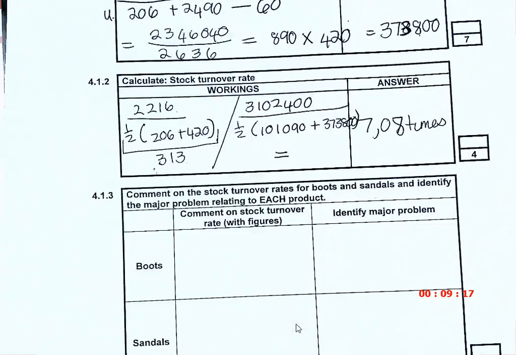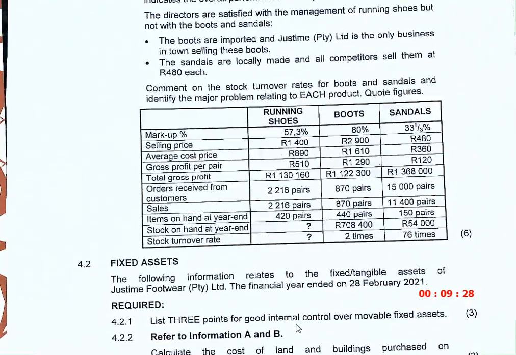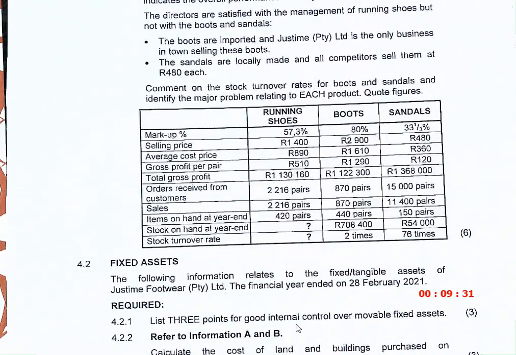Justine Pty Limited. What is Pty Limited? What kind of company is that? It's a private company. So what's the difference between a private and a public company? A private one is only 50 shareholders max. And with a private, if someone wants to buy into the company, they must get the permission of all the shareholders. And they can't be listed on the JSE.